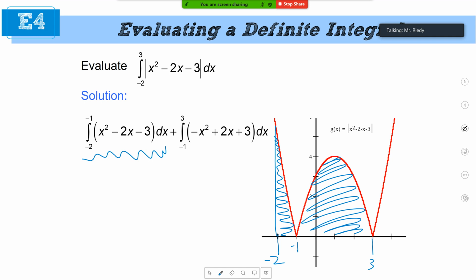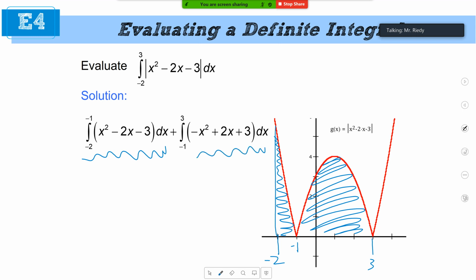It's just the area under the curve from -2 to 1, and you can go and do the math for all that. That's not what I'm showing you here. It's not the mechanics of taking an antiderivative. I'm assuming that eventually you're going to get back to 1/3 x cubed minus x squared minus 3x, and then plug all that in.